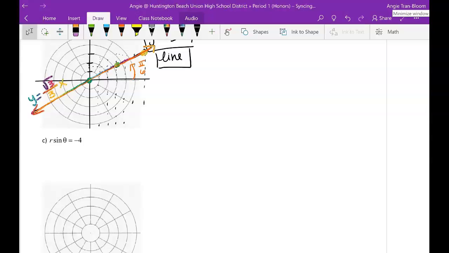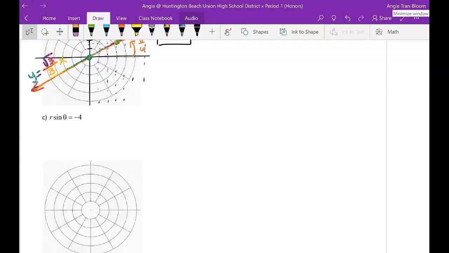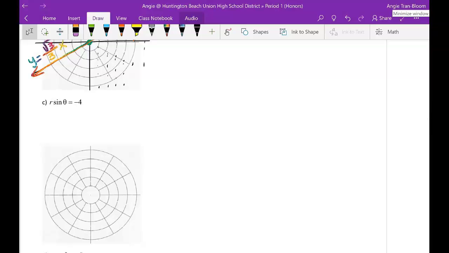Next, what do you think this is? r times sine theta equals -4. So let's figure out how to change this into rectangular format. Well, what is r sine of theta? What is that? Is that y? Yes, it is. It's totally y. So here's your rectangular format.